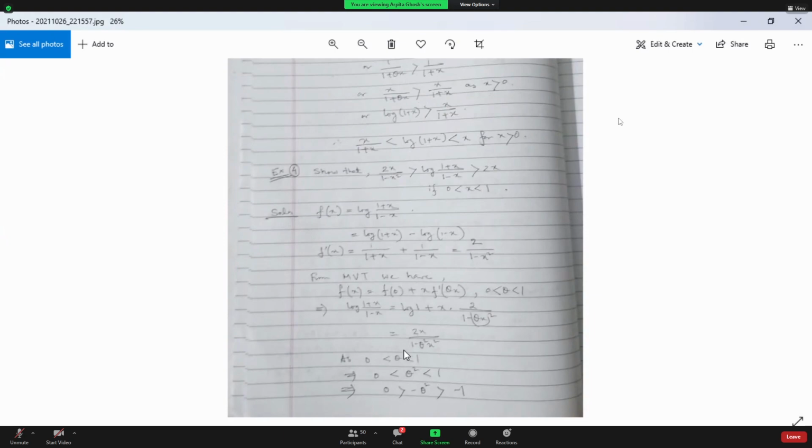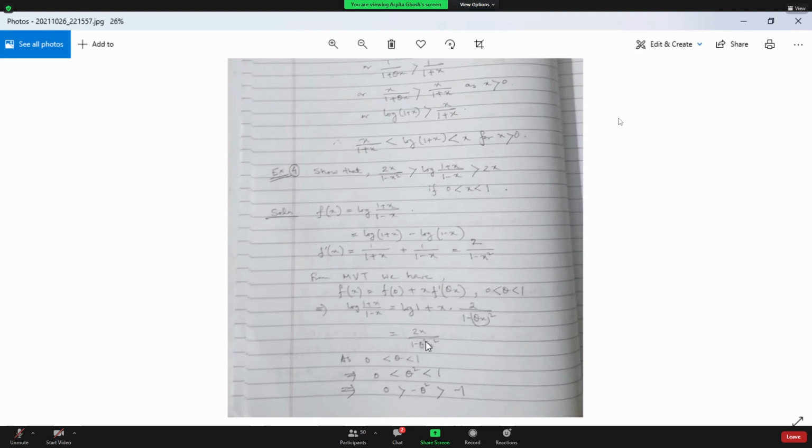Now we have to find the limit of this. Actually, we have to find the boundaries of this. That means we'll be finding out the limits of this thing. For that, we have two things in our hand. One is given that x lies between 0 and 1, and the second one is, since we are applying mean value theorem, theta should lie between 0 and 1. With the help of these two things, we have to find out the boundaries of this thing.